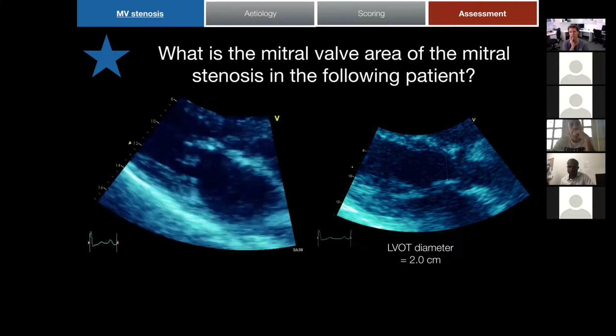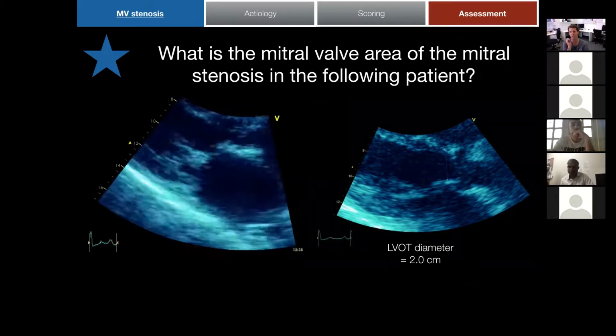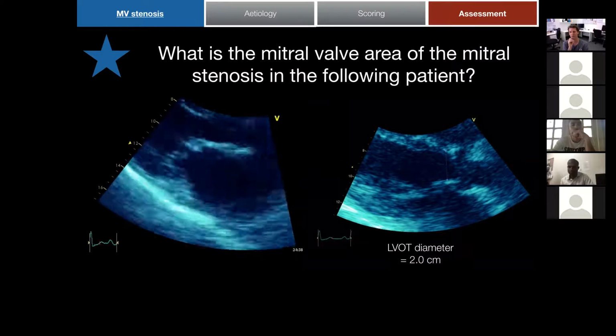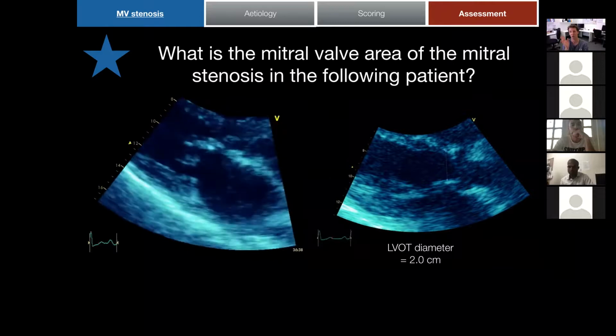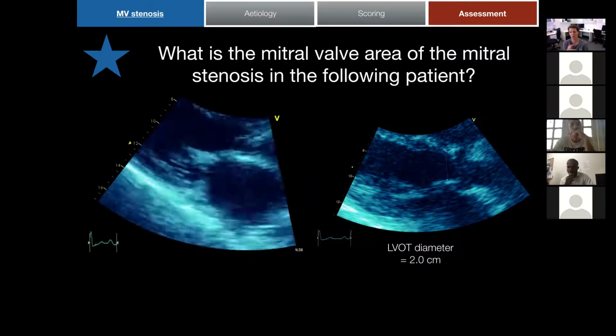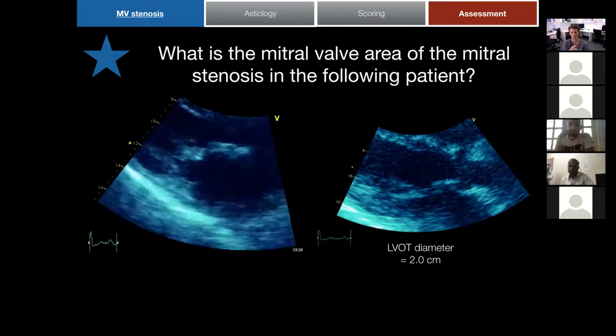If you're going to use the aortic valve VTI, you've got to make sure you don't have a lot of concomitant disease. The LVOT VTI might be better as long as you don't have aortic regurg or severe mitral regurg, or at least moderate. But let's try with this one. I've done it with the LVOT here, and we'll talk through it a little bit.